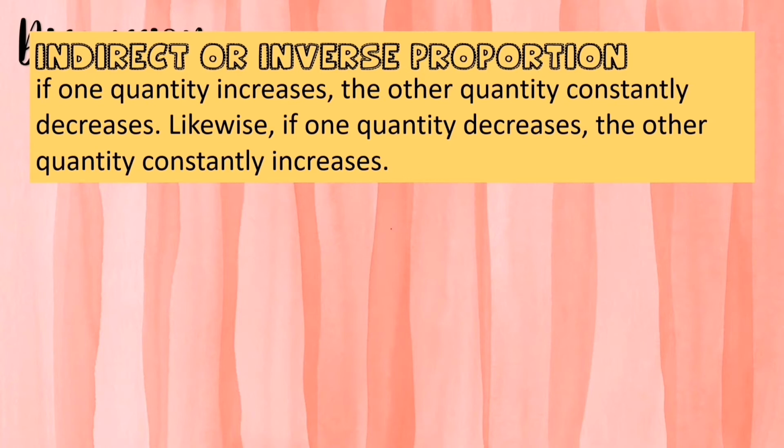So, if one quantity increases, the other quantity constantly decreases. Likewise, if one quantity decreases, the other quantity constantly increases. So, inverse yung nangyayari. Kung yung isang quantity pataas, the other quantity decreases or pababa. Kung yung isang quantity ay pababa, the other quantity pataas naman siya or increases.